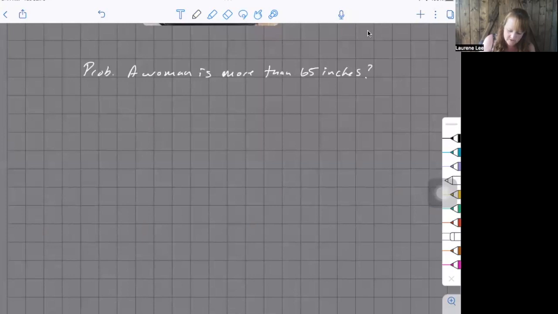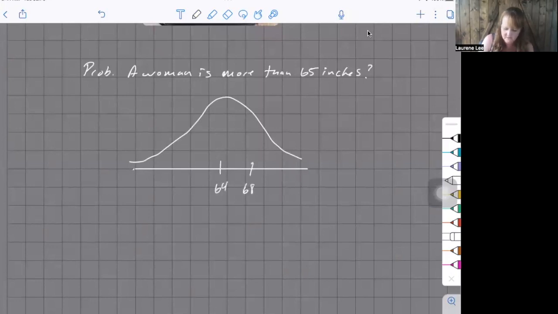So let's draw this picture again. My mean is in the middle. My standard deviation's 4 away. Okay, but now I'm looking at, I want more than 65. Okay, so that's right after 64. Here's 65. And more than is always to the right. Okay, so there's no upper bound, there's no right bound. It's like 65 all the way up to infinity.